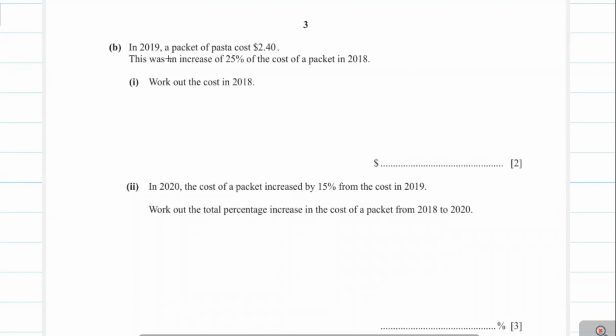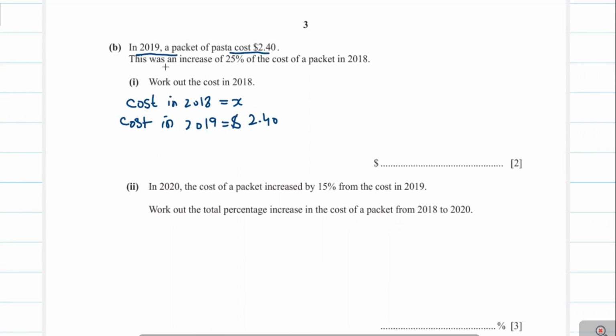Part B: in 2019, a packet of pasta cost $2.40. This was an increase of 25% on the cost of a packet in 2018. Work out the cost in 2018. Firstly, we suppose that the cost in 2018 was x. Now we write: the cost in 2018 equals x, and the cost in 2019 given here is $2.40.